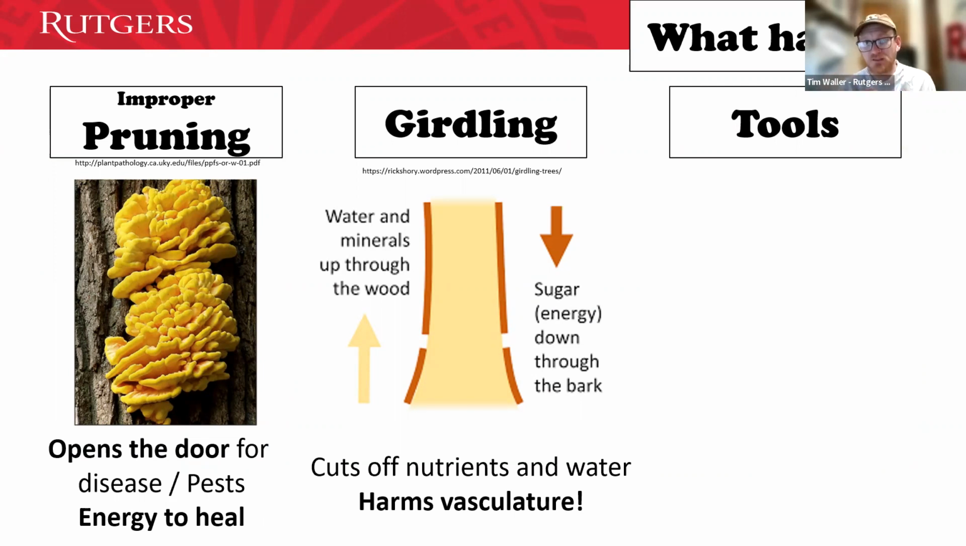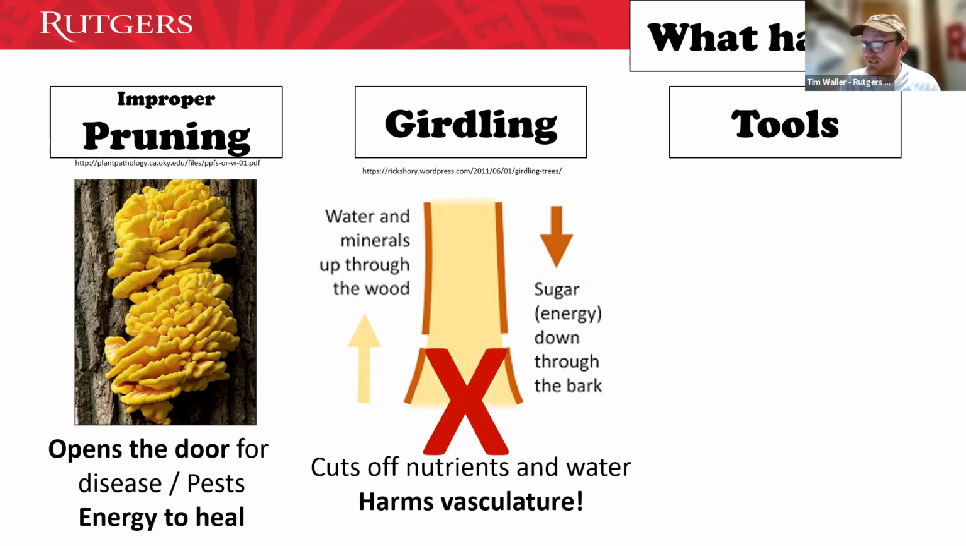basically, if the pruning cut is at the wrong location and the plant hasn't been able to close up, it just opens the door for pathogens to get in. This is something that I've seen a lot in nursery production as well as in landscape production. And the whole idea here is that we have made it so much easier for any type of pathogen to get into that plant tissue, granted, if it's improperly done.